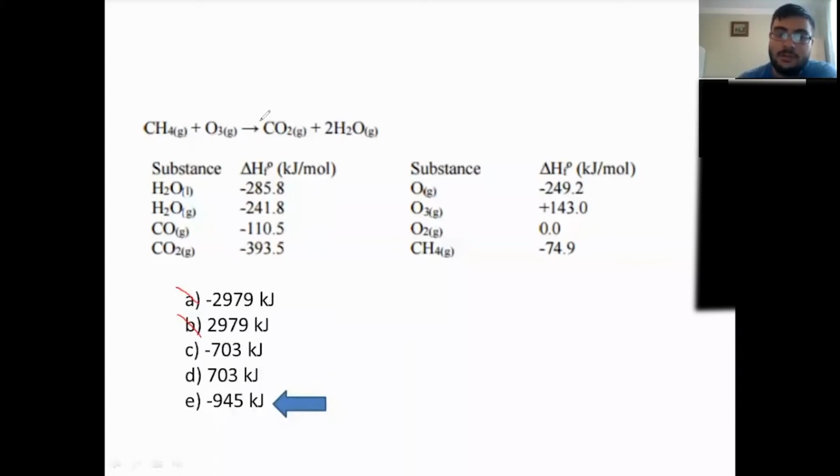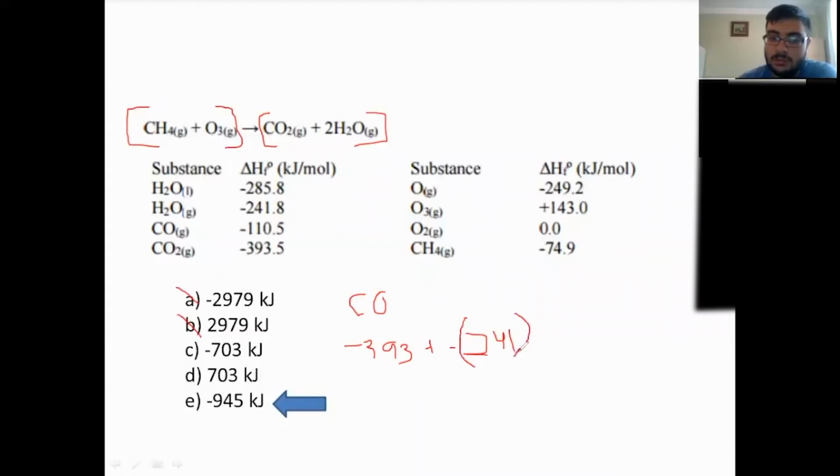So the way you'd set it up, like I mentioned, you'd sum the delta H formation of the products and then subtract the delta H formation of the reactants. So you have something, let's say, CO2, so the delta H formation of CO2 is negative 393 plus negative 241. Multiply that by 2 because there's 2.